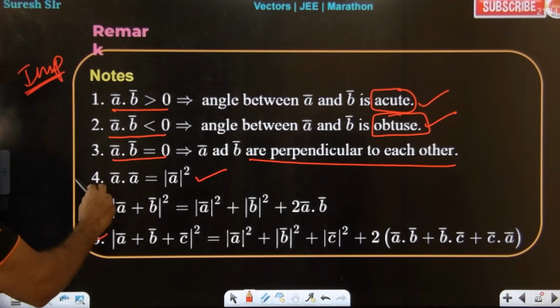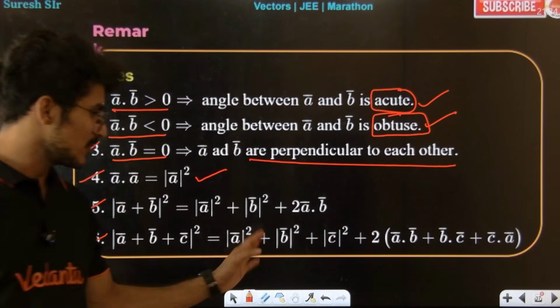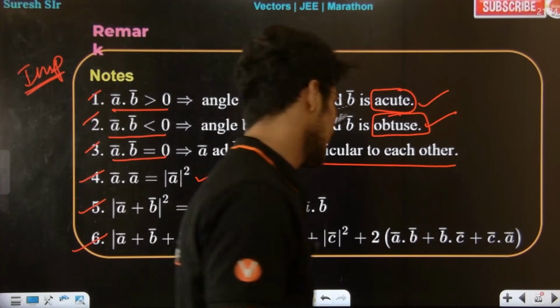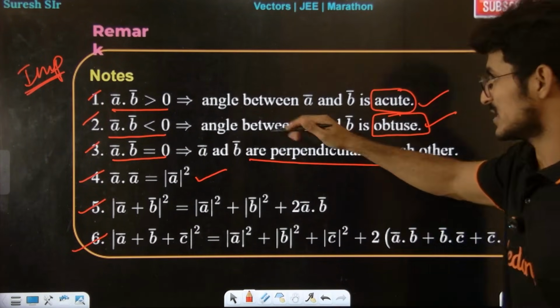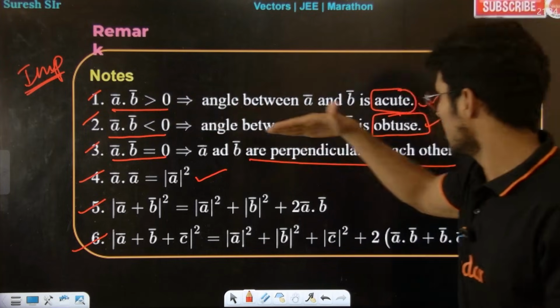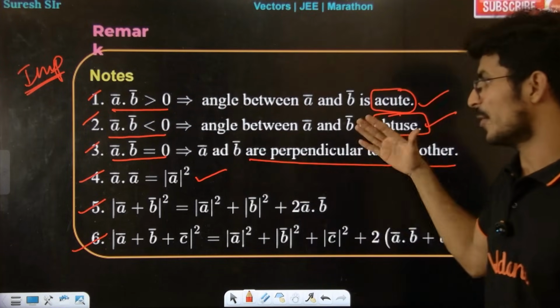And now A plus B plus C also same. Check A square, B square, C square, 2 times of each: A dot B plus B dot C plus C dot A. Okay, so these points are very important. Positive means acute, negative means obtuse, equal to 0 means perpendicular.